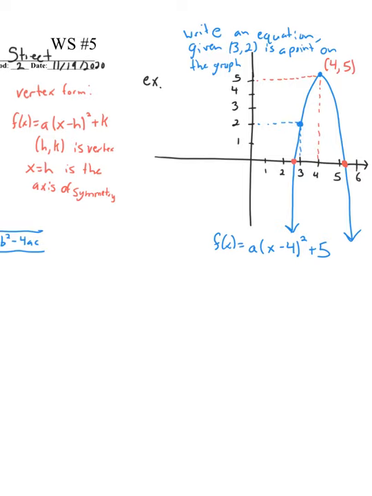So there's 3, 2. So what I would do then is I would plug in 3, 2, and it's going to help me solve for this a value, and then I would have my equation written for this graph. So I'd say 2 equals a times 3 minus 4 squared plus 5. And now I'm just simply solving for a.